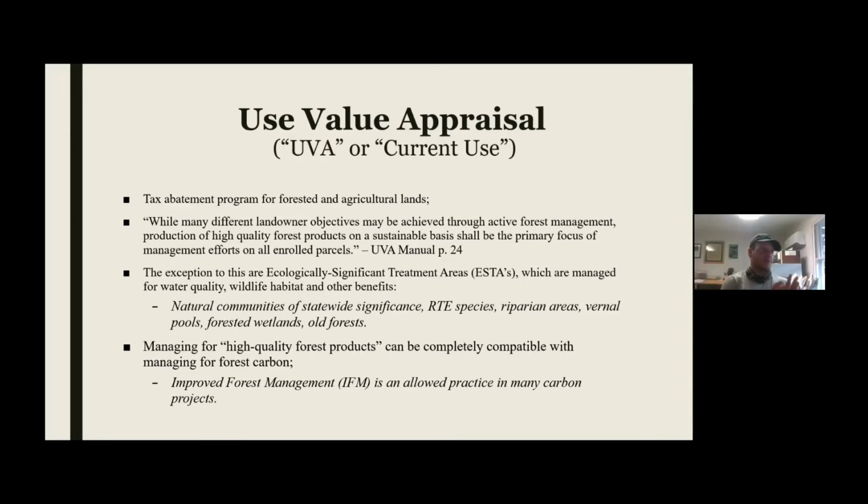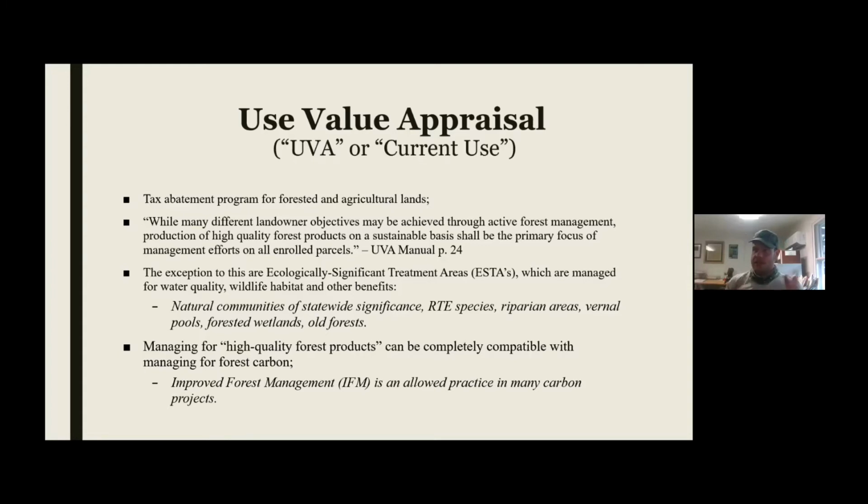Here are some excerpts from the UVA manual. Basically, if you're in the forested part of this program, you need 25 acres. You need a forest management plan developed by a licensed professional forester, which is reviewed by the county forester, me, in the case of Chittenden County, who also monitors it, and you have to follow the plan. In exchange, you pay less taxes on that land because it's being assessed at not its full fair market value, but its use value.